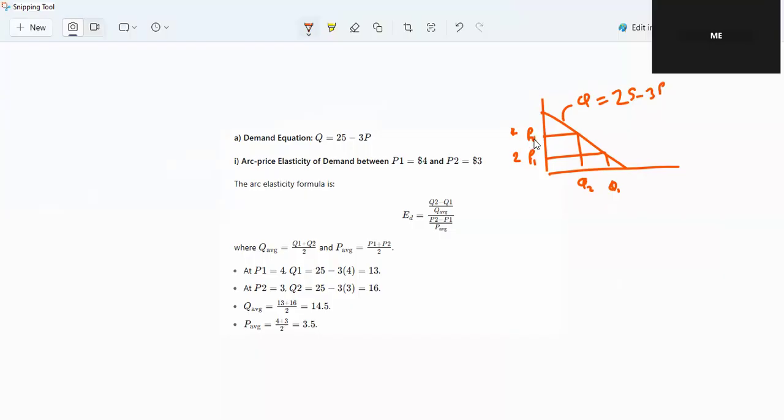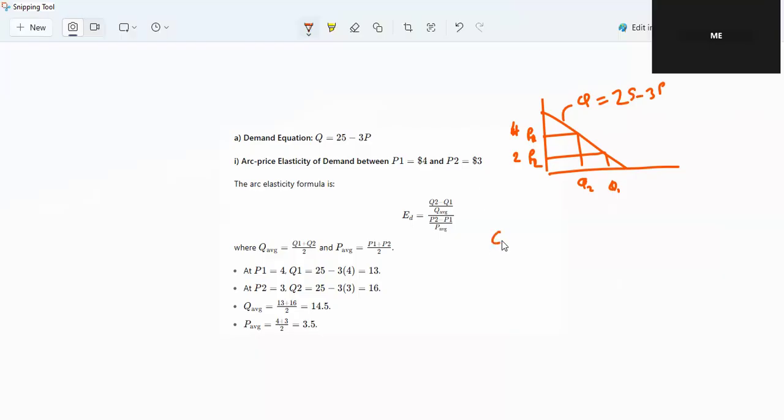So this is our P1 and this is our P2. We're told that the price has changed from 4 kwacha. This is our P1, 4 kwacha, and the price has gone down from 4 to 2 kwacha. The first thing is we need to calculate what is our Q.